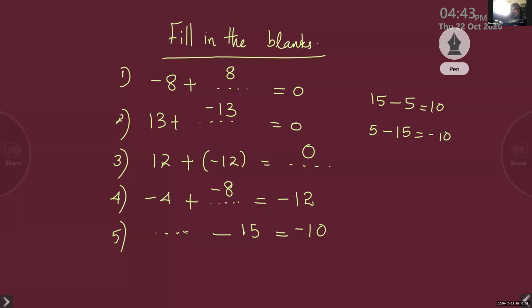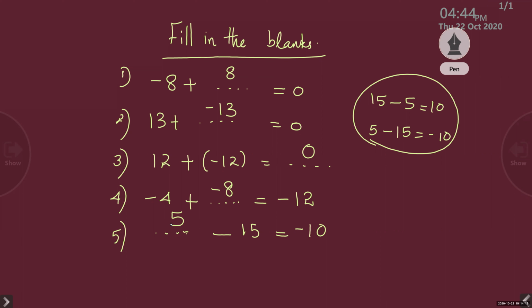Yes, ma'am. So when a small number comes as the first number, when you subtract it, you will get negative 10. Clear? So think about this. If 15 minus 5 is positive 10, so how will you get negative 10? Take the reverse. 5 minus 15. 5 minus 15 is negative 10. Okay, children? Did you understand this? Yes.